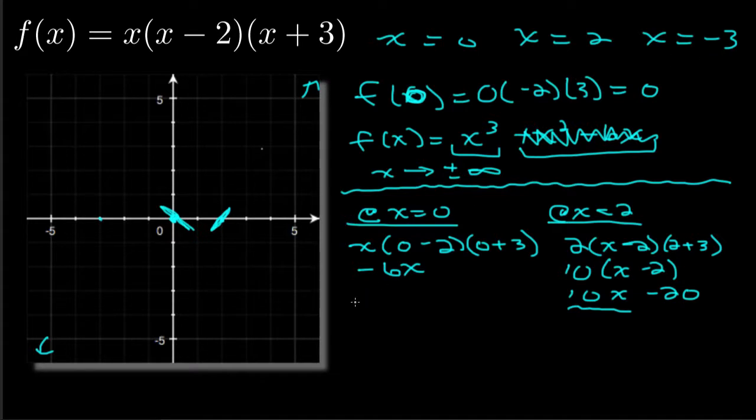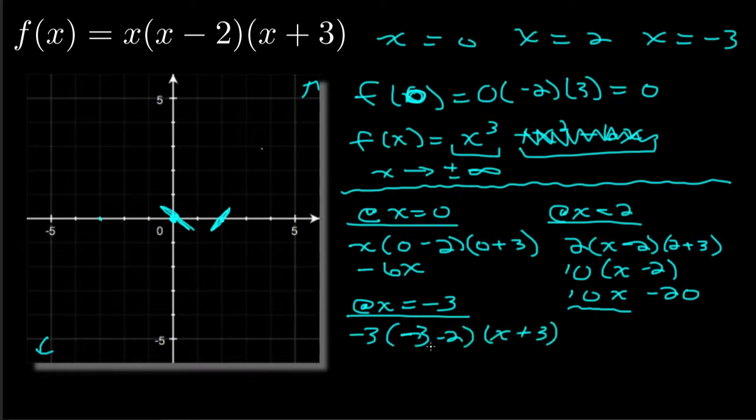And in the third root, at x equals -3, when I plug in everywhere except where it would give me a 0, I'll have -3, -3 minus 2, and x plus 3. -3 minus 2 is -5. -5 times -3 is +15. And near x equals -3, I have, again, a linear shape with a positive slope, 15x plus 45. So at -3, I have positive slope.